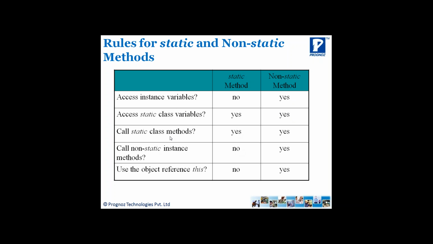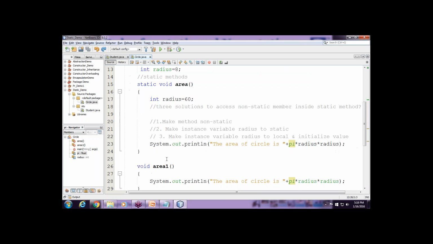That means in my static method I can call a static method of the class. And here, instance methods means what? Non-static means it's not marked as static, and that method I'm not able to call from the static method. Same case, using the object reference this in static is not possible, while here it is possible. Why is it not possible? I'm not able to call like this.